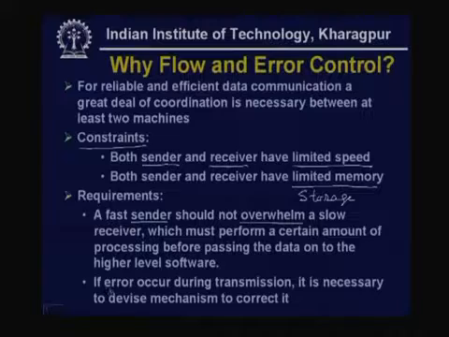Also, another requirement is, if an error occurs during transmission, it is necessary to devise a mechanism to correct it. We have already discussed the error detection techniques and also one forward error correction technique using Hamming code. But commonly the forward error correction technique is not used. The most commonly used technique is that the receiver will check the received data. If an error is found, it sends information to the sender that an error has occurred in the received data.